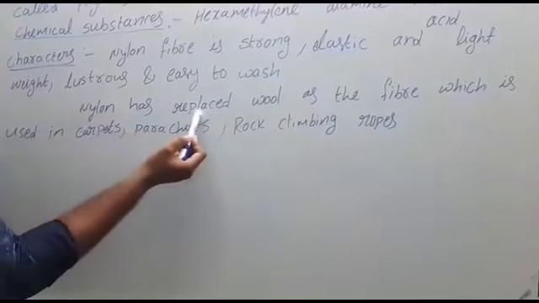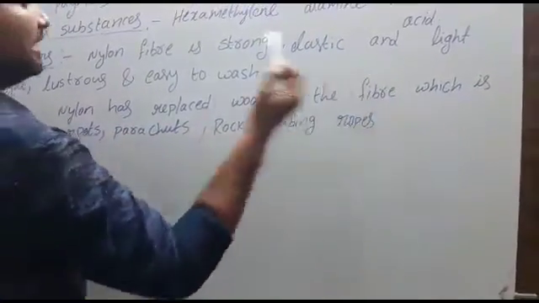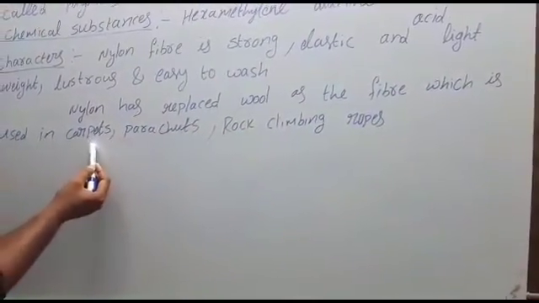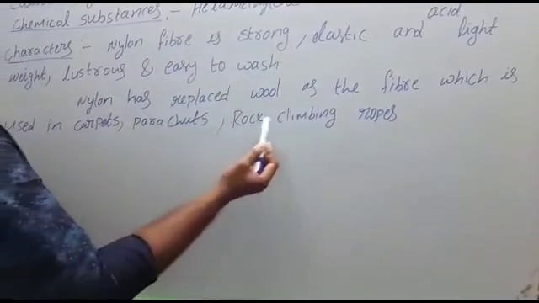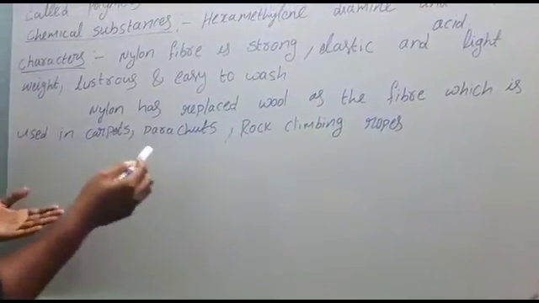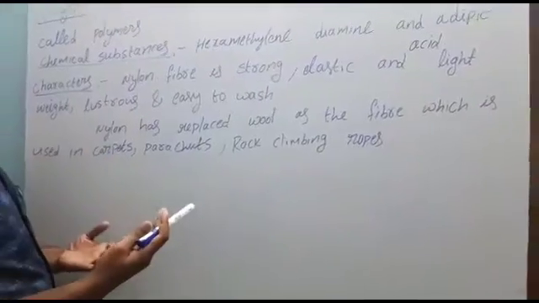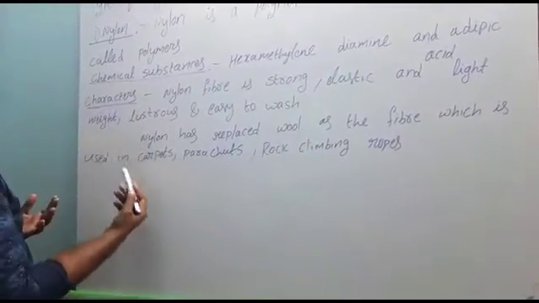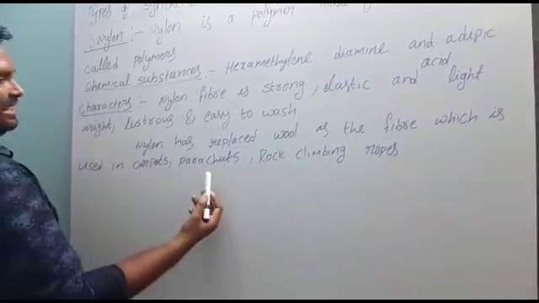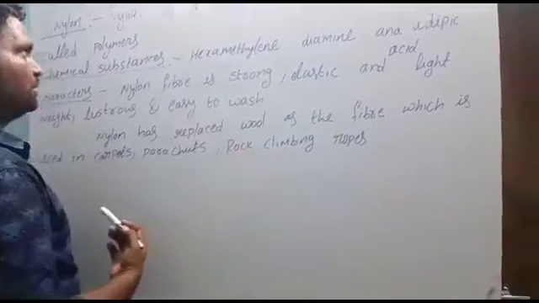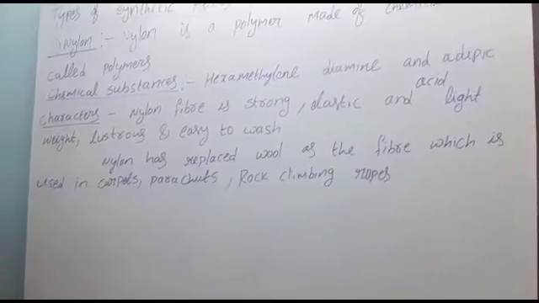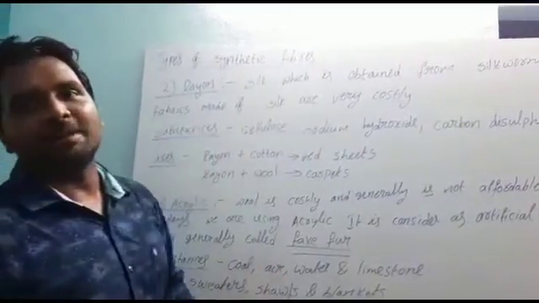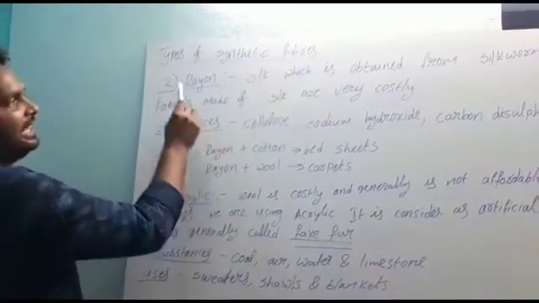Nylon has the same similarities as wool. So nylon has replaced wool as the fiber used in carpets, parachutes and rock climbing ropes. Not only this, nylon is used in socks and seat belts. There are many uses, but the main things are carpets, parachutes and rock climbing ropes. This is about nylon. Now we see another type of synthetic fiber, that is rayon.